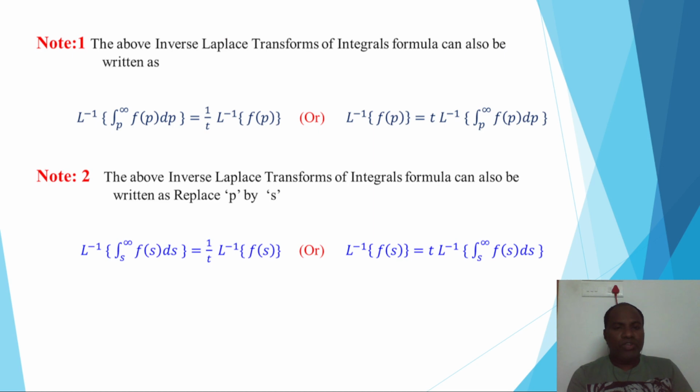The above inverse Laplace transforms of integral formula can be written like this. Here you see L inverse of the integral from p to infinity of f of p dp is equal to 1 by t into f of t. F of t is in terms of L inverse f of p. Here this t comes to the left side, therefore L inverse f of p is equal to t into L inverse of the integral from p to infinity of f of p dp. In the same way, as in note 2, we replace p by s. The same formula here, replace p by s. These two formulas are defined as inverse Laplace transforms of integrals.